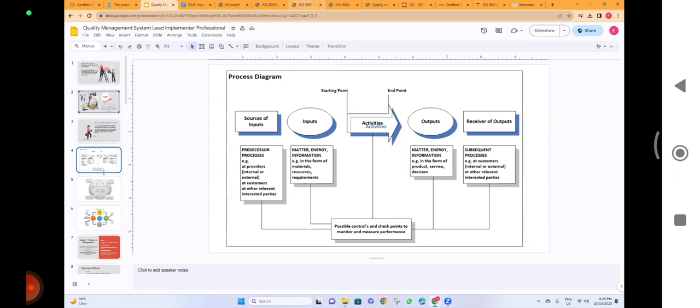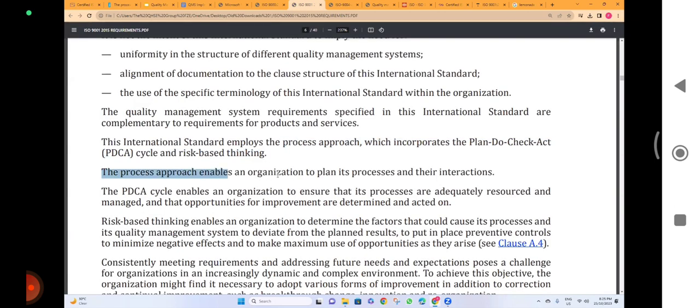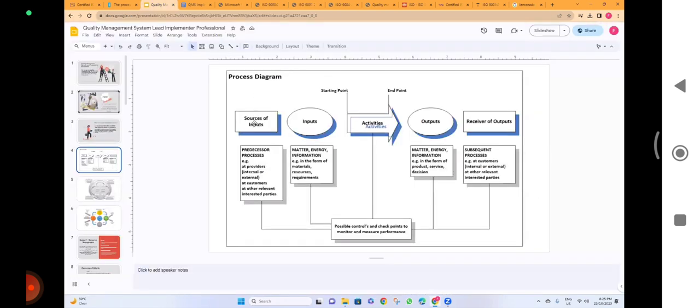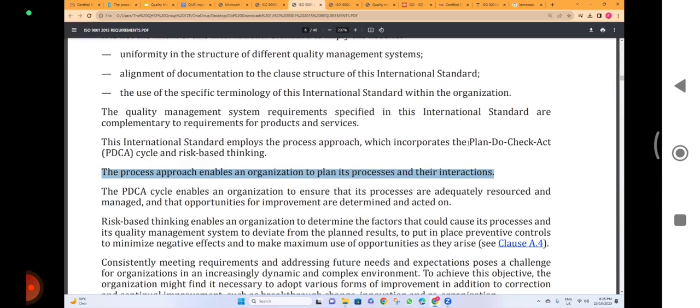And if you come over here, you're going to see that the process approach enables the organization to plan its processes and its interaction. Basically, this is what other people call the product realization process or the service realization process. This is what you do from A to Z when a customer comes to your organization and then when they get it. So the first step after determining this process approach is to go to the PDCA, which is incorporated here. The PDCA, or the plan, do, check, and act cycle, enables your organization to ensure that its processes are adequately resourced and managed, and that opportunities for improvement are determined and acted upon.